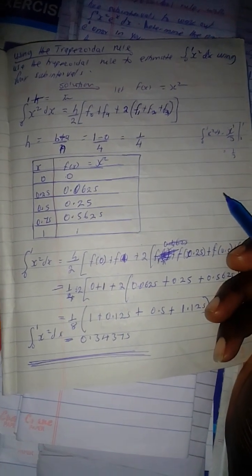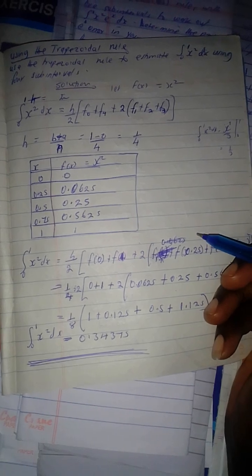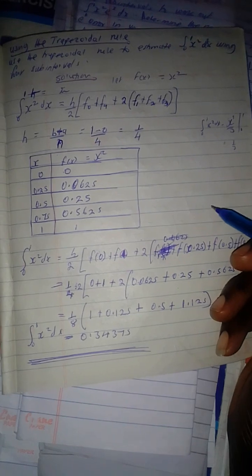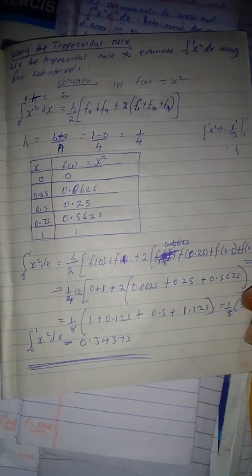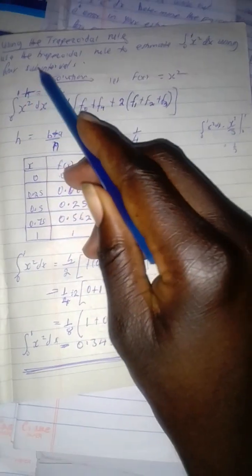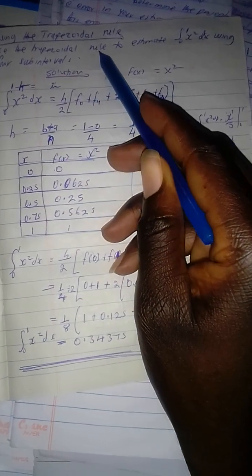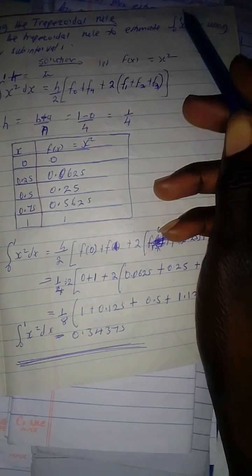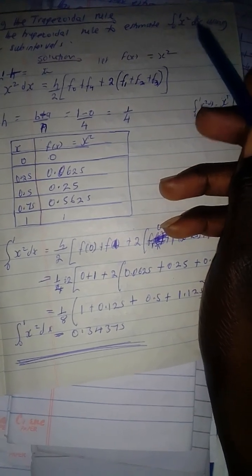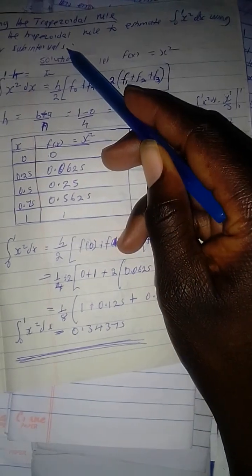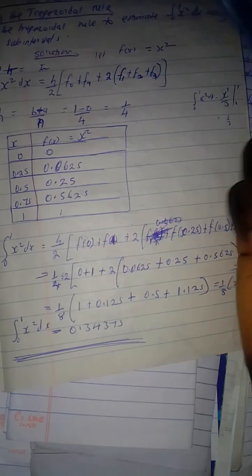We are going to look at using the trapezoidal rule, whereby we have a number here. Use the trapezoidal rule to estimate the integral from 0 to 1 of x squared dx using 4 intervals. So now here, what are we supposed to do?